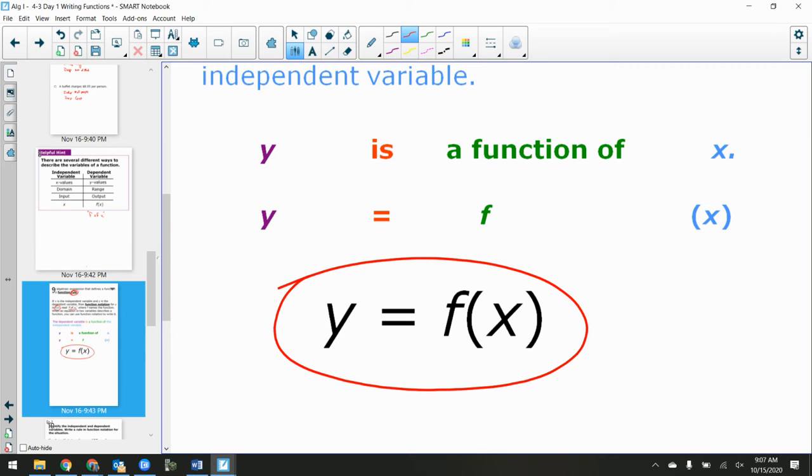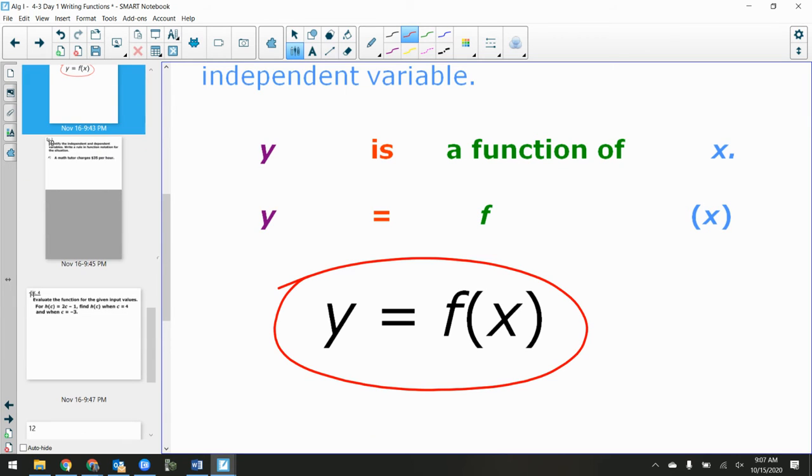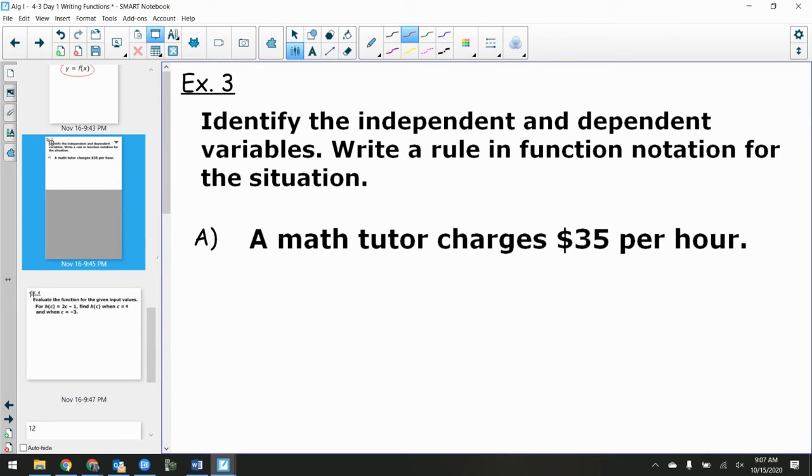When you say y equals mx plus b, you could really say f of x equals mx plus b. That means the exact same thing. Y and f of x mean the same thing. Why do we use f of x? Well, to tell the reader that it's a function and it meets all of those requirements. Okay? So let's take a look here. Identify the independent and dependent variables and then write a rule in function notation for the situation.